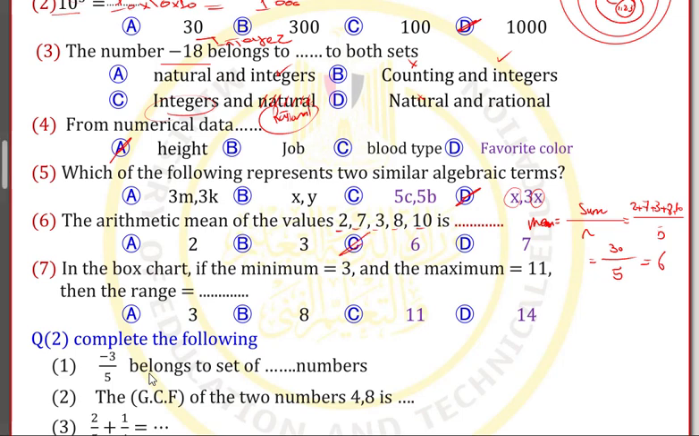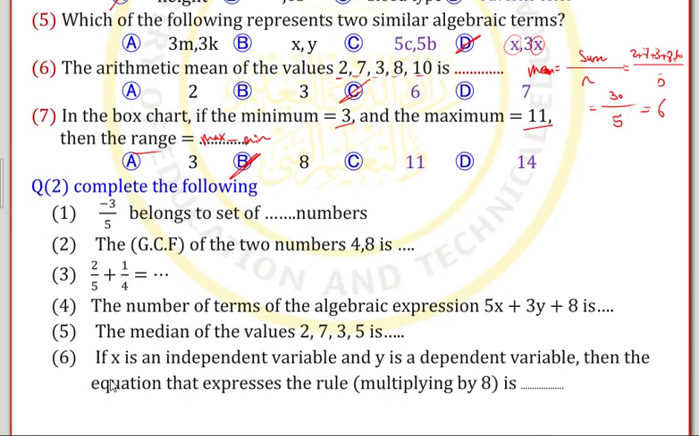In the box chart, if the minimum is 3 and the maximum is 11, the range equals max minus minimum. So 11 minus 3 is 8, which is letter B. So let's go to the complete questions.